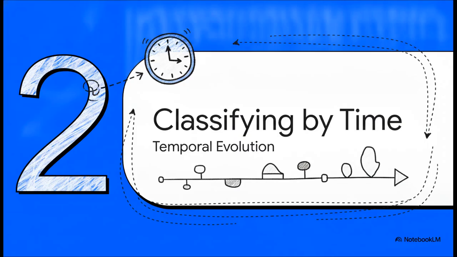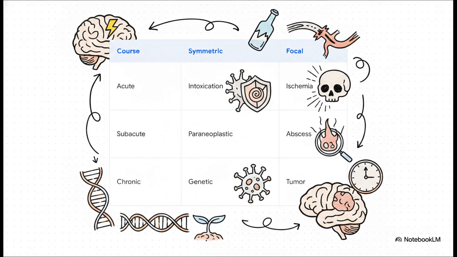All right, Section 2, classifying ataxia by time. Once we're sure we're dealing with true cerebellar ataxia, time becomes our absolute best diagnostic ally. Think of this temporal grid as your ultimate diagnostic compass. It neatly separates out all the possibilities.